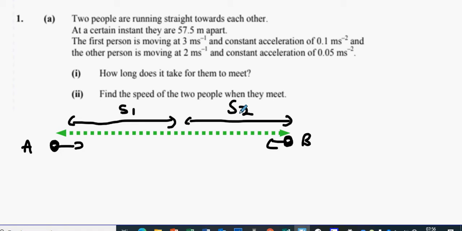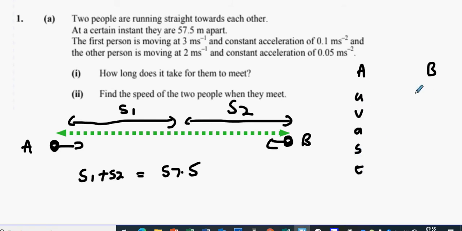What is S1 plus S2? Anybody? 57.5, because they're 57.5 away from each other to begin with. Okay? There you go. We're going to use the UVAST equations for both A and B.